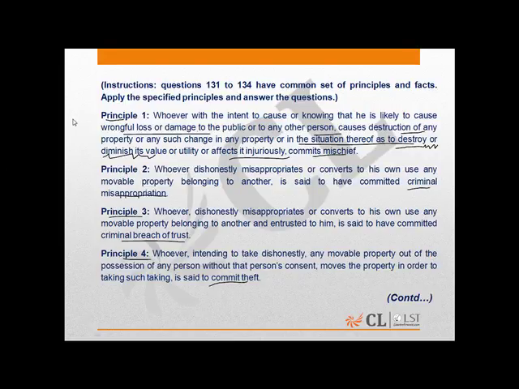This question again has four principles. Principle 1 explains to us about mischief. Principle 2 explains about criminal misappropriation. Principle 3 speaks about criminal breach of trust. Principle 4 speaks about committing theft, right?